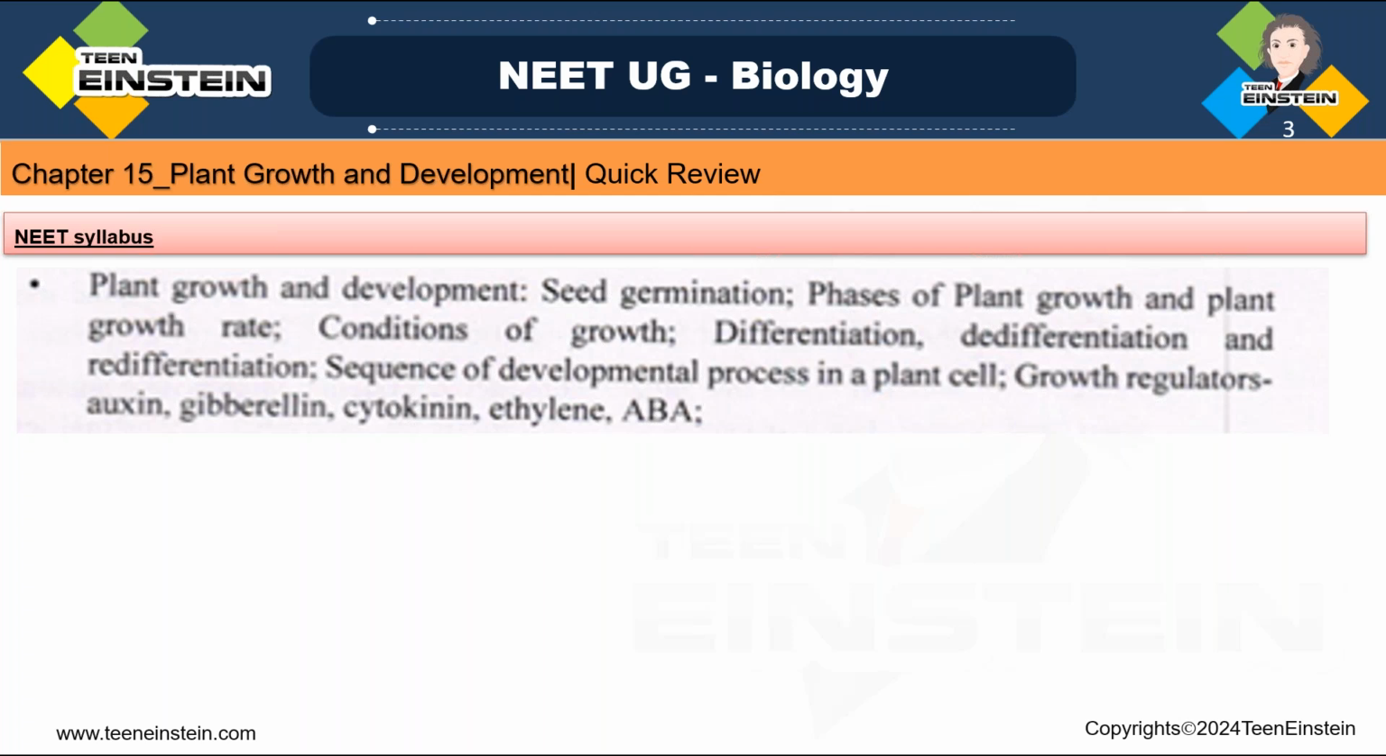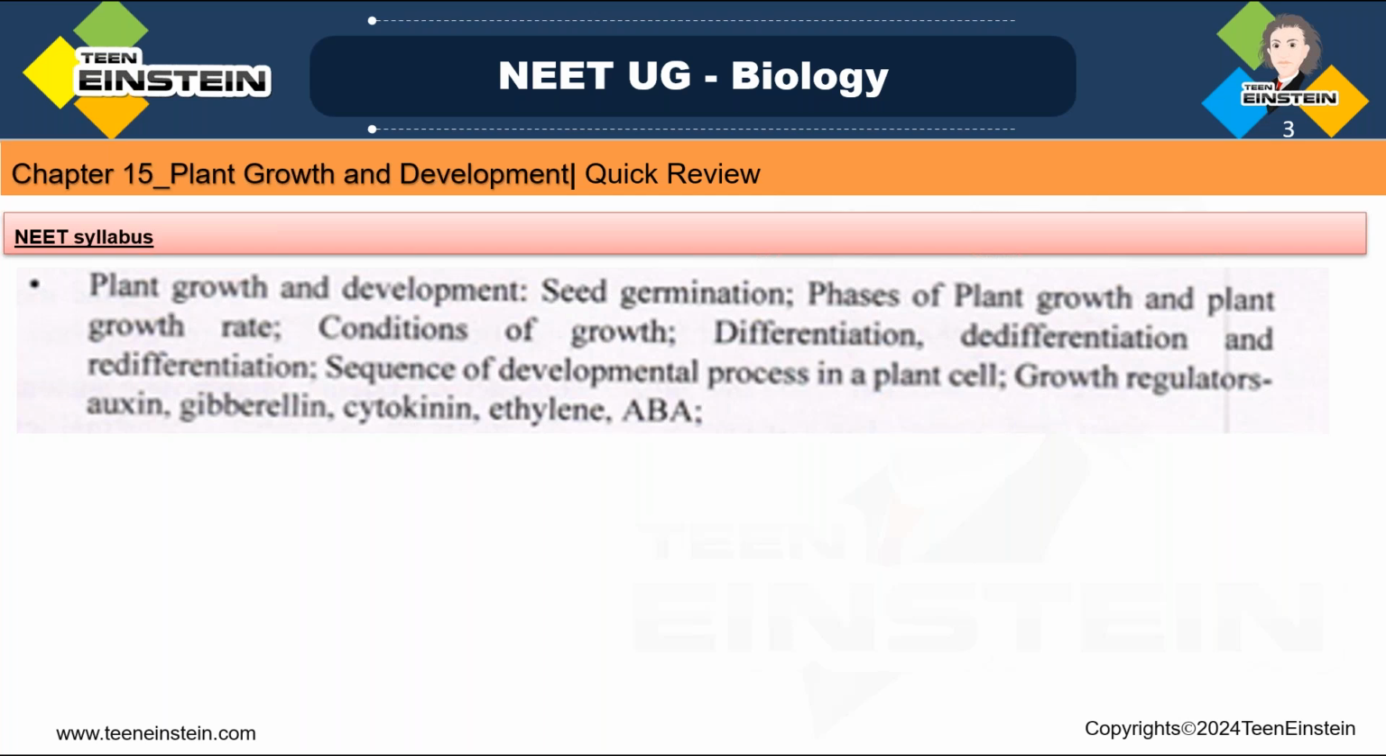We have already covered what is plant growth, the types of growth curves, and what is growth rate. In that, arithmetic growth and geometrical growth both we have learned. Then the conditions of growth, the essential requirements of growth in plants like water, nutrients, temperature, oxygen, light and gravity, and how these things affect plant growth. Then what is differentiation, de-differentiation and redifferentiation. About all these things we had discussed.